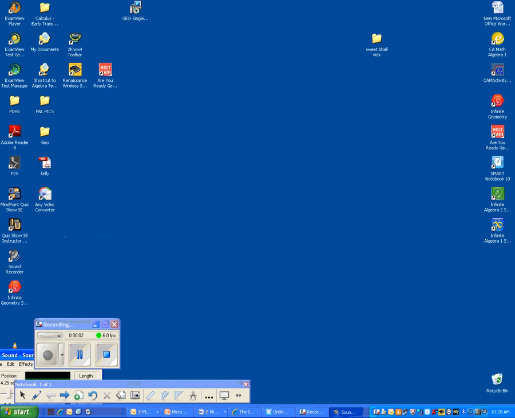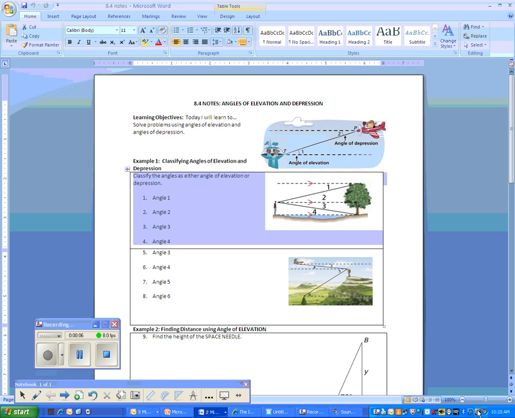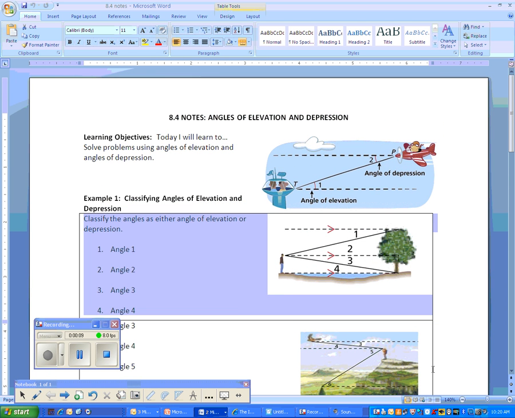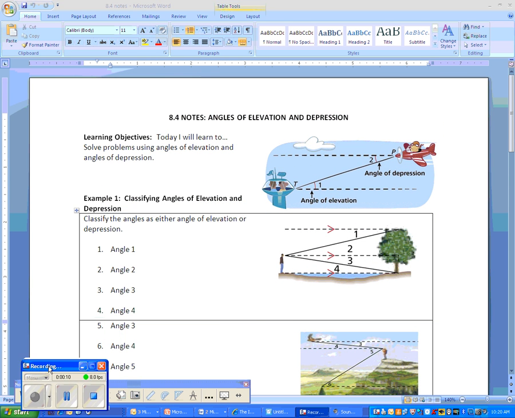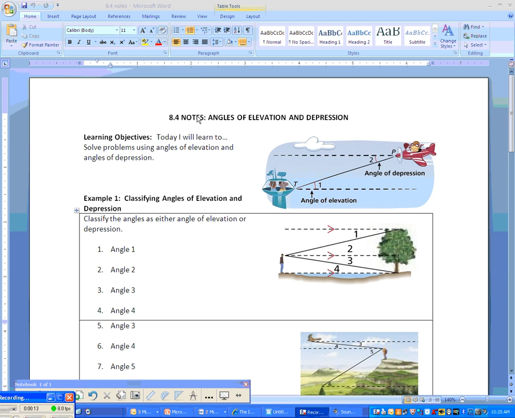Okay, 8.4, we're at the last part of chapter 8. We've been talking about trigonometry and how awesome it is. And this last section is called angles of elevation and angles of depression. So by the end of the video, you should know how to solve word problems using angles of elevation and angles of depression. So the vocab that we need to know today is what is an angle of elevation and an angle of depression.